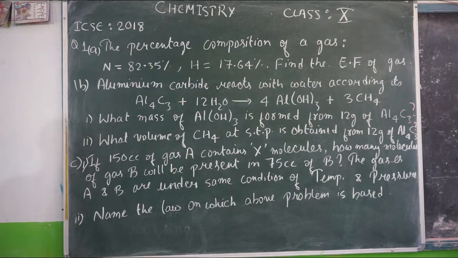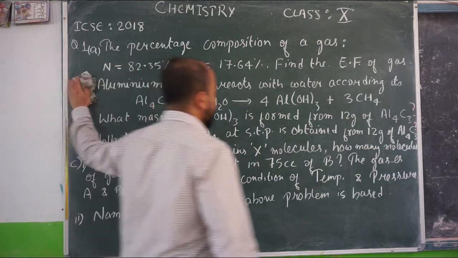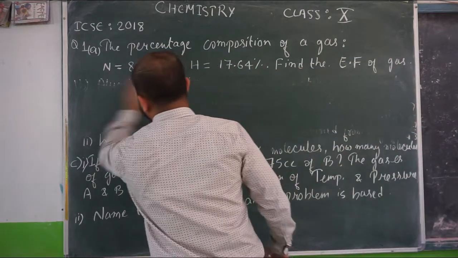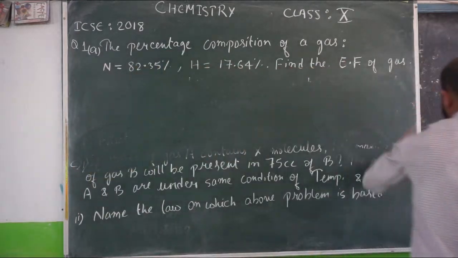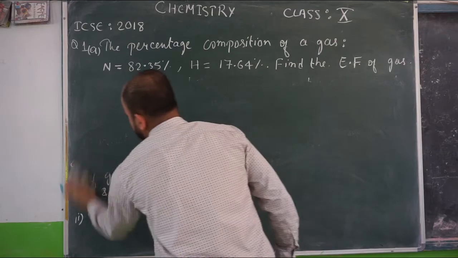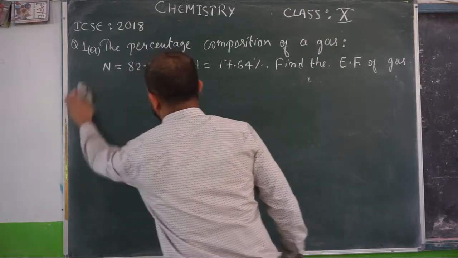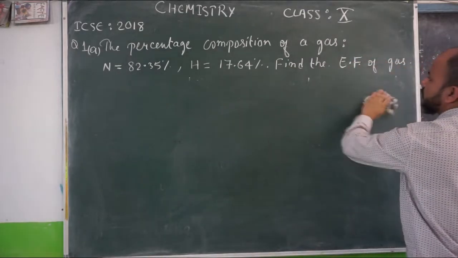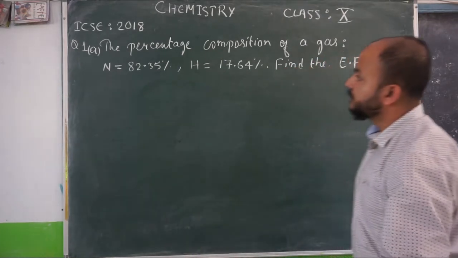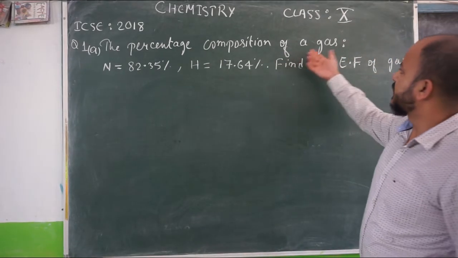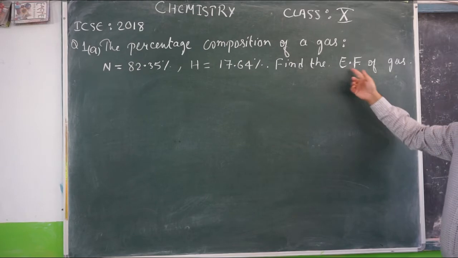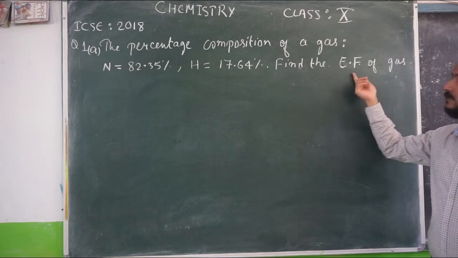Let's start solving question number 1A first. In question number 1A, the percentage composition of a gas, nitrogen and hydrogen, is given, and they are asking you to calculate the empirical formula. So I have written EF, which means the empirical formula of the gas.